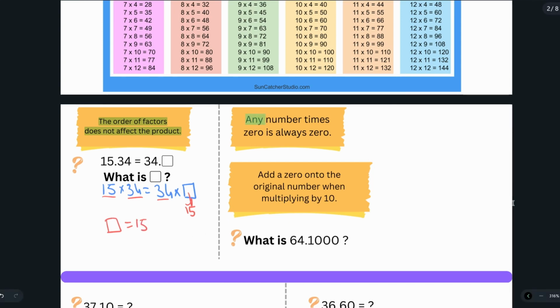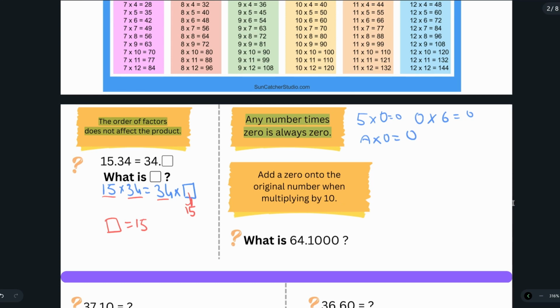Okay, here's the second rule. Any number times 0 is always 0. So 5 times 0 is 0. 0 times 6 is also 0. 8 times 0 is also 0.